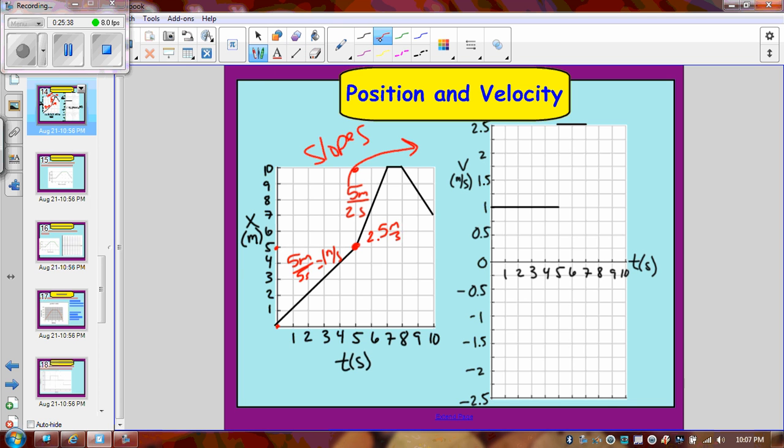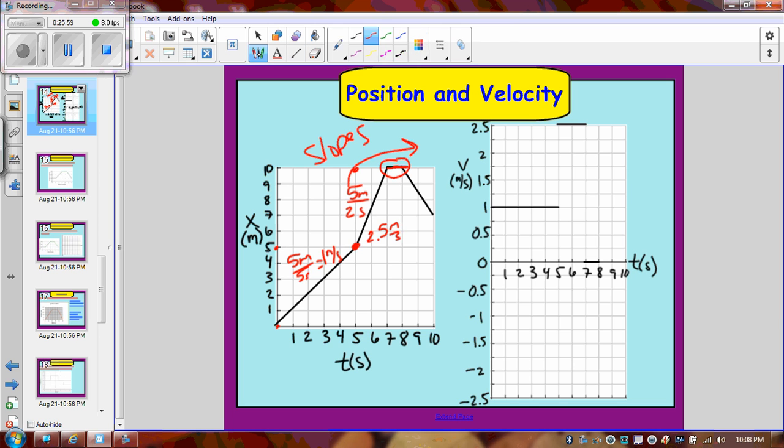Next, it looks like the object does not move for 1 second. It stays at the 10 meter mark, meaning the slope is 0. And if the slope is 0, that means the velocity is 0. So for 1 additional second, so from time 7 to time 8, I'm going to draw a line right here on the 0 meter mark to indicate a 0 velocity.